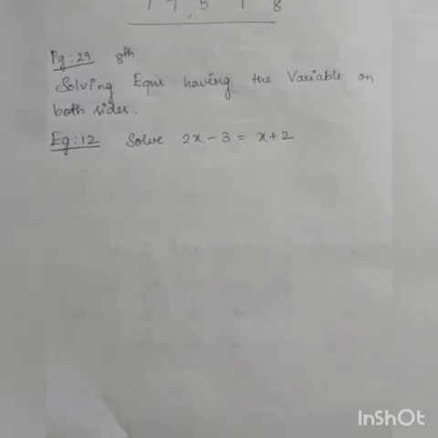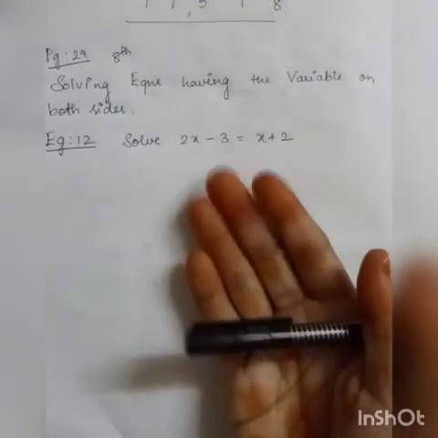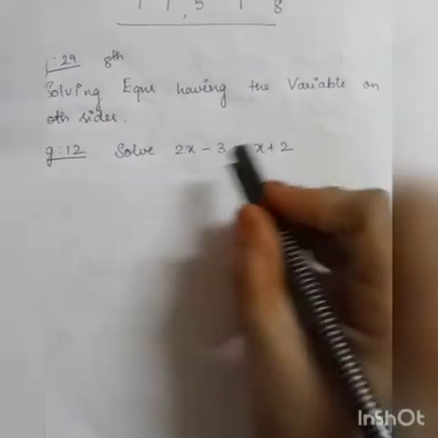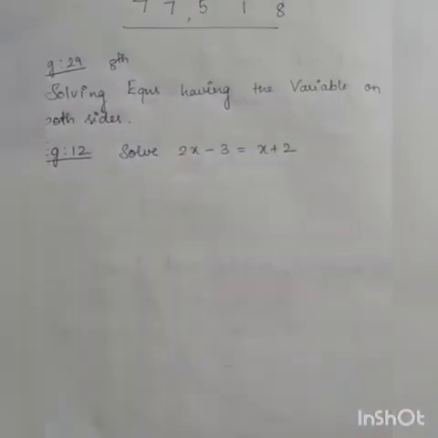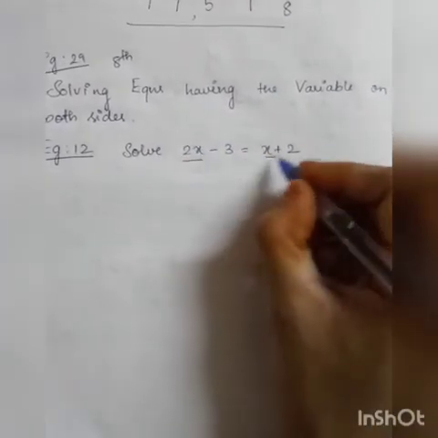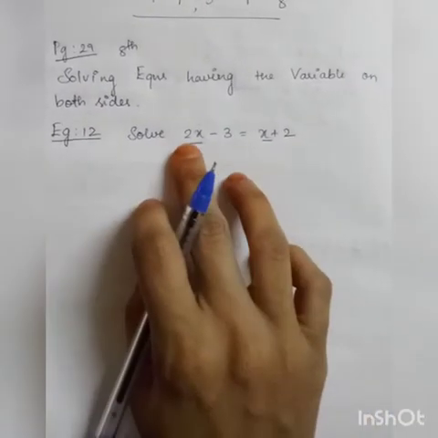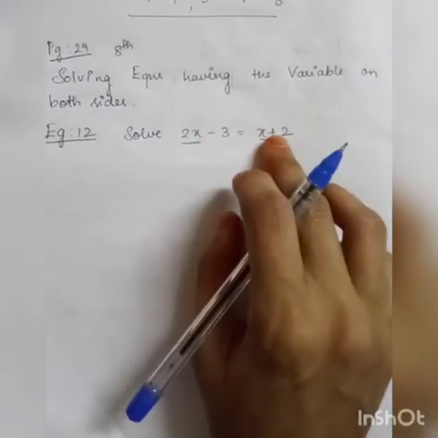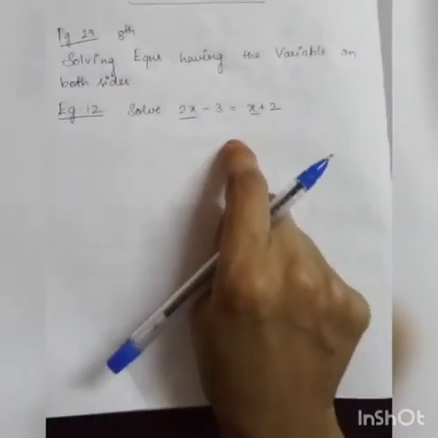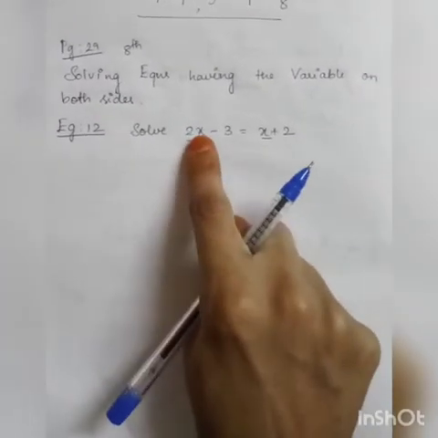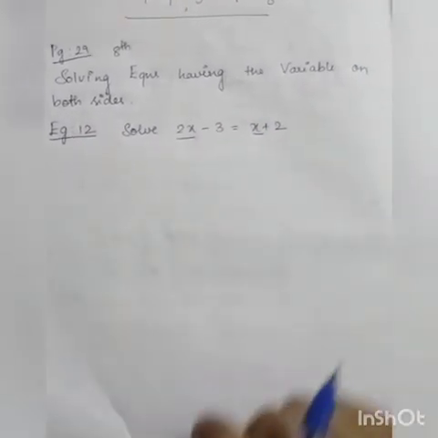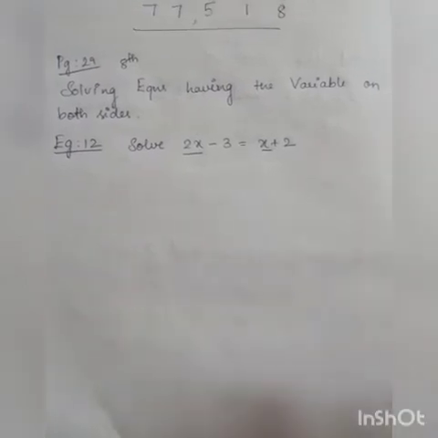But the only difference between the previous thing and this thing is, it is having variables on both the sides. See, this is one variable, this is one variable. Both are x, but they are on both the sides of the equation. So we are going to solve this equation. Solving means what? We are going to find the value of x. By solving we will get the solution for this equation. This is your concept.